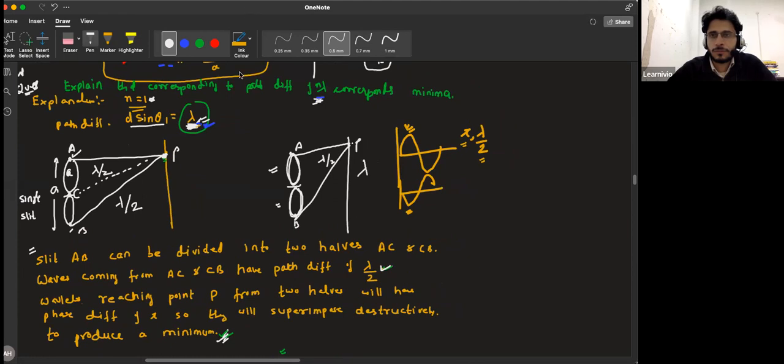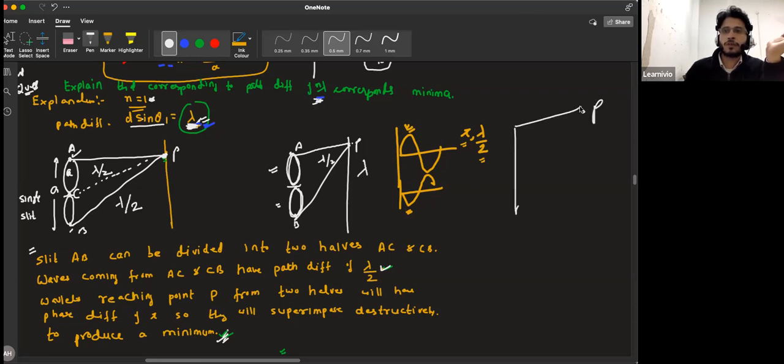I didn't understand how they are getting destructed. You understood how the path difference becomes lambda by 2? Not really. See, this is a single slit. Waves are reaching from here and from here, and the path difference between this and this is lambda. Fine. I divide it into two parts.